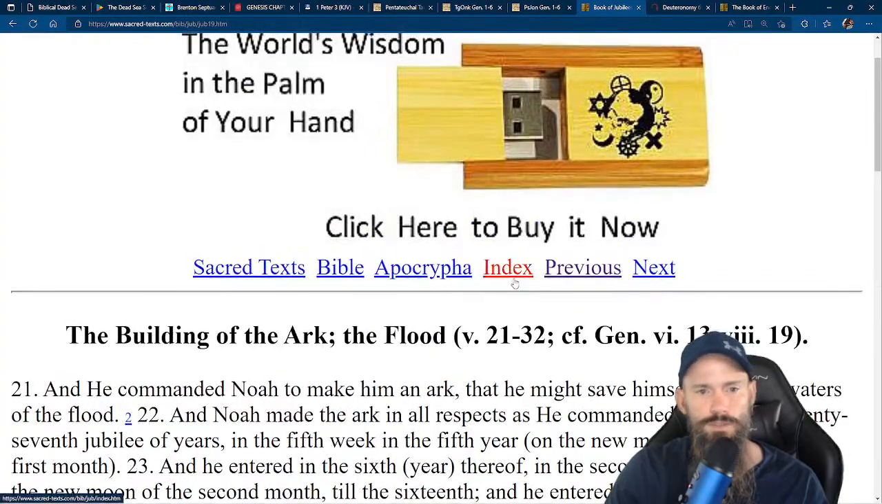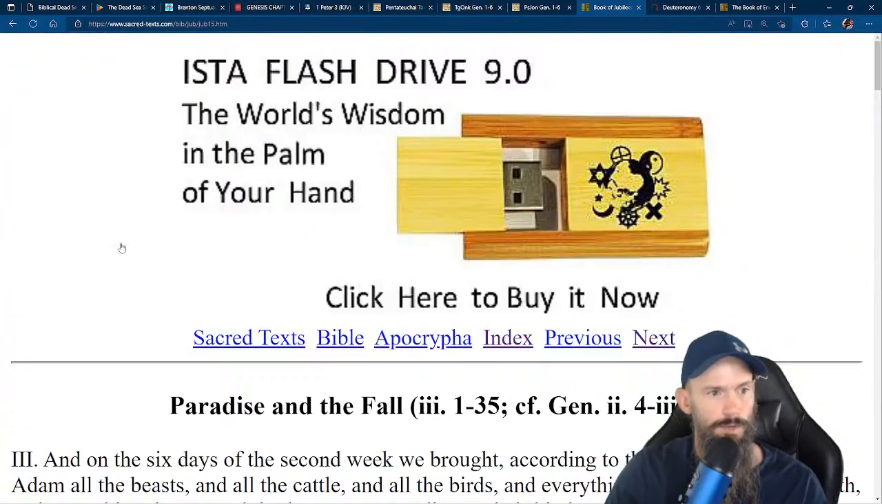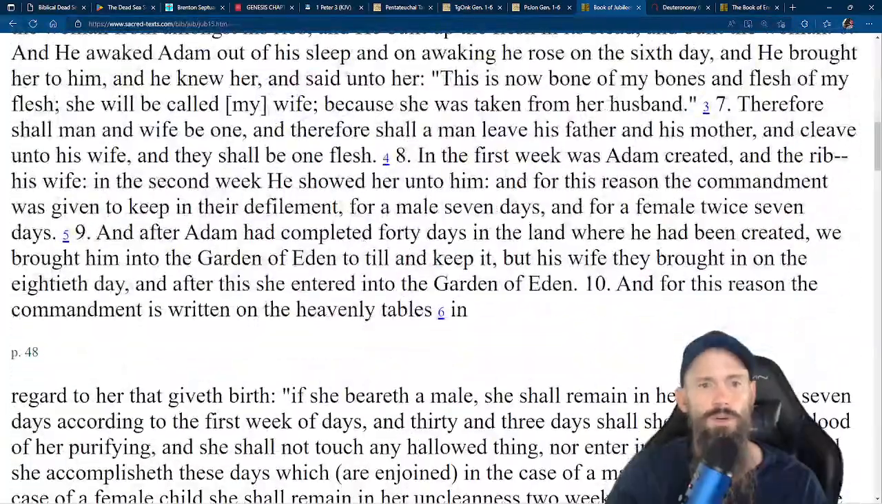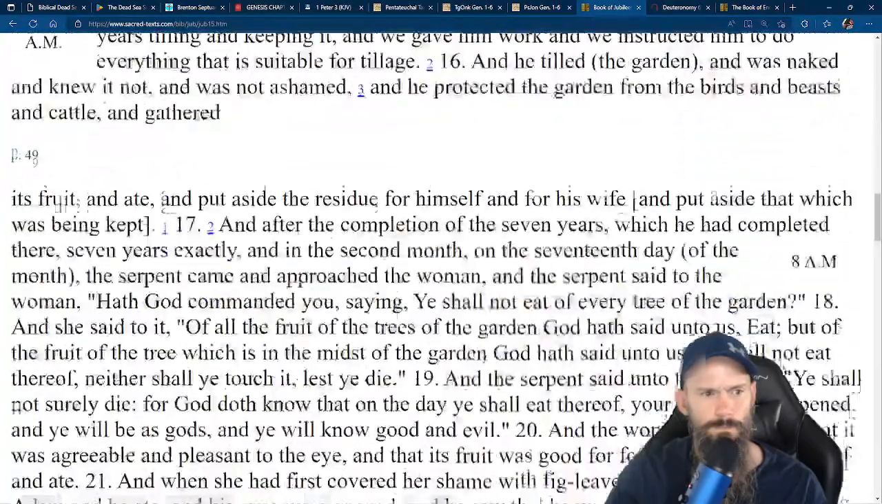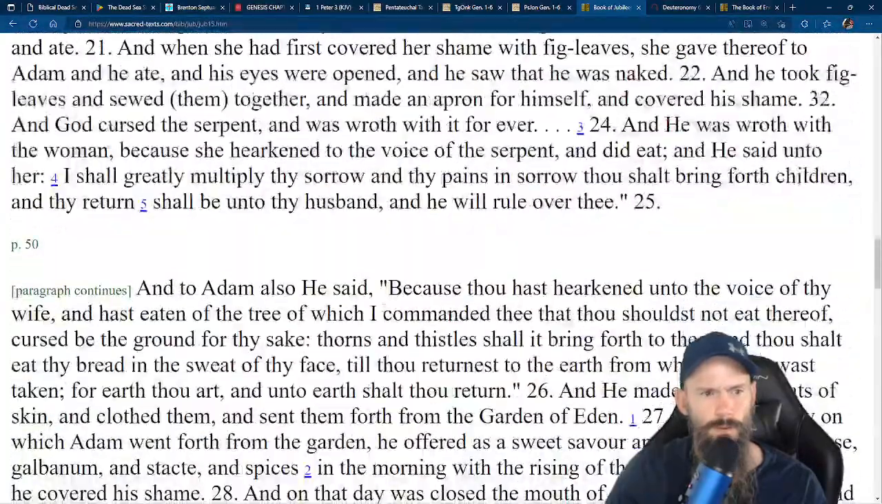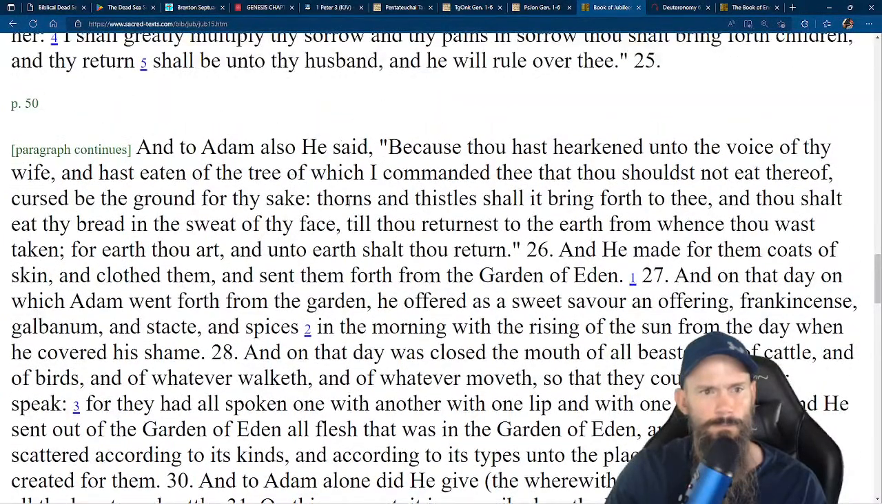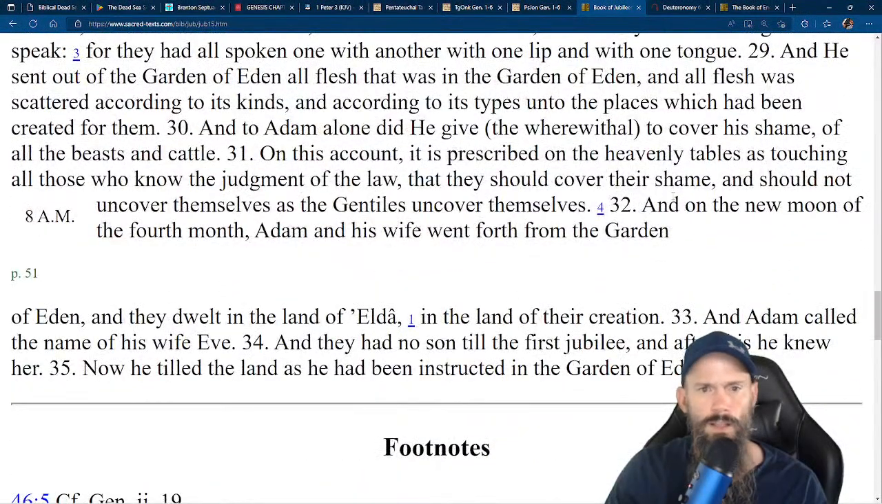Jubilees also tells you that Paradise in the Fall was in the 4th month, went forth.